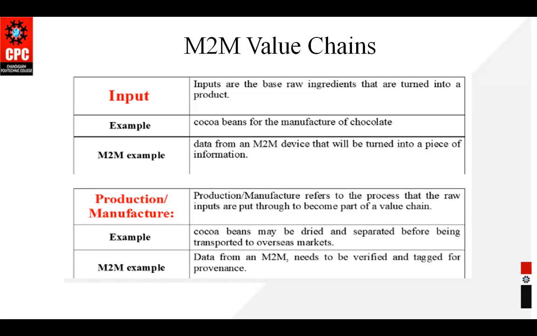M2M value chains. Concentrating on the M2M example, data from M2M devices will be turned into a piece of information. See, two points are communicating with each other, so data is transferred from one to the other, and in between is a server that will be actually converting this data into information. Then in the case of production and information, whatever data is coming from one device to the network has to be tagged, and proper analytics need to be applied to that data, so that data can be further sent to the other device.